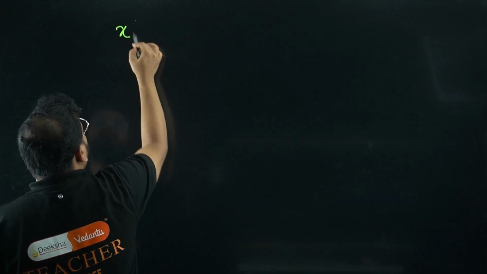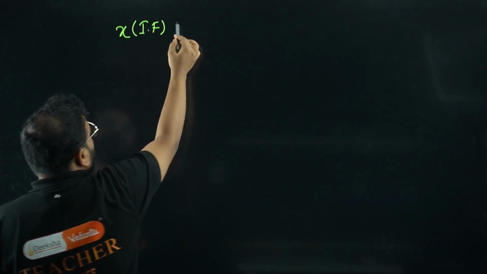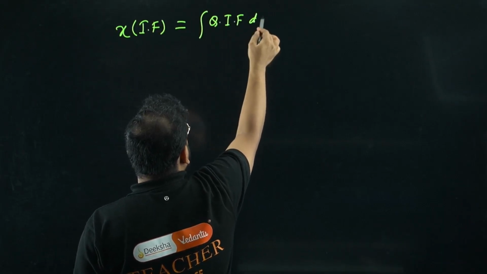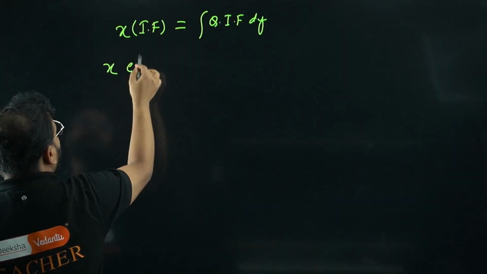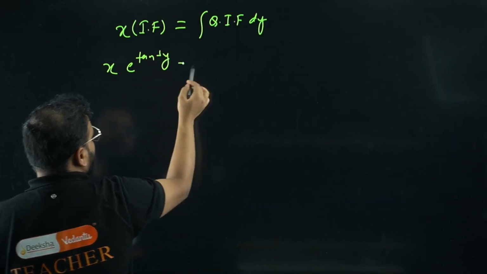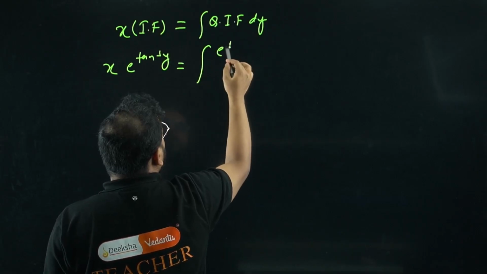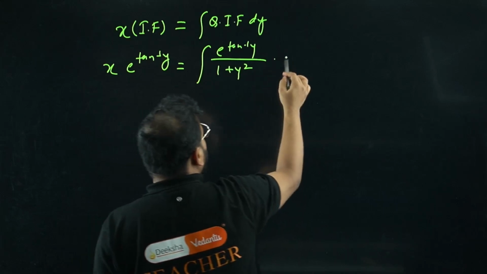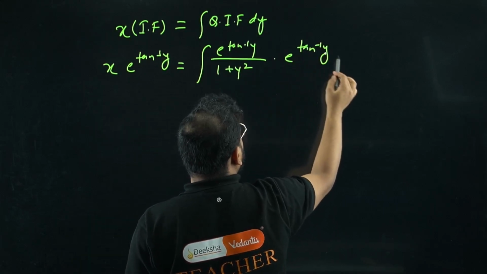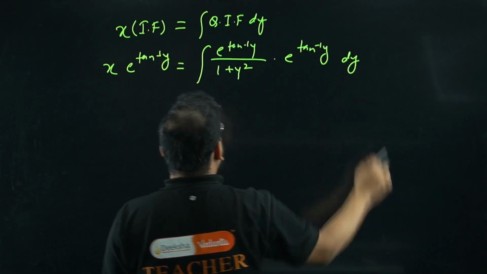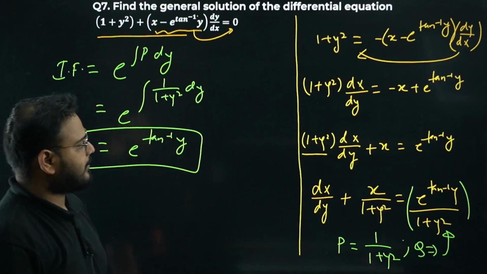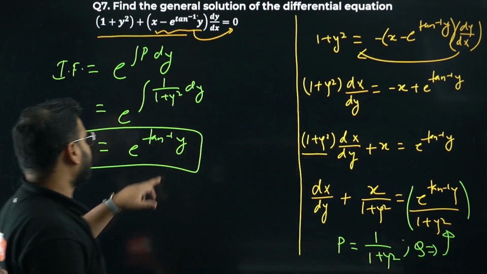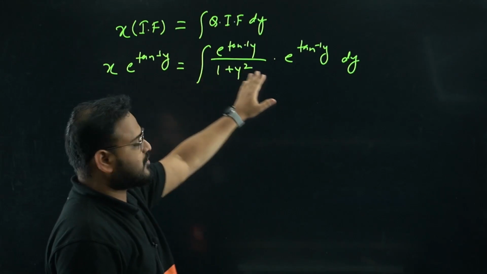I get here x times the IF equals the integration of q times the IF, and dy is there. So right here, x times e power tan inverse of y equals, what is q, sir? Remember this, e power tan inverse of y upon 1 plus y square. What is the IF, sir? Same thing, e power tan inverse of y. What else do I have? dy is there. Correct now? If you want, you can have a look again. What is the value of q? e power tan inverse of y upon 1 plus y square. IF is this. I've used the same condition. Please check. This is the final answer.